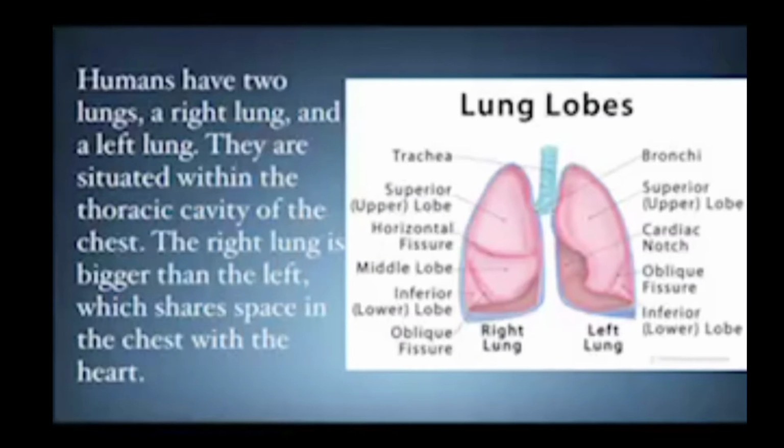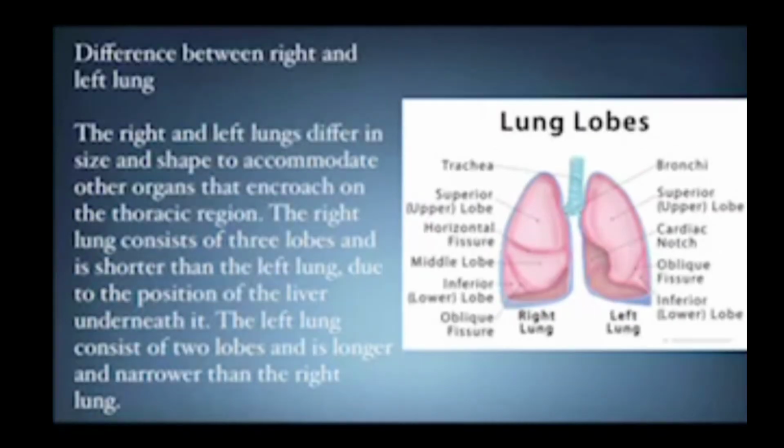Humans have two lungs, a right lung and a left lung. They are situated within the thoracic cavity of the chest. The right lung is bigger than the left, which shares space in the chest with the heart. There are two differences between the right and left lung.